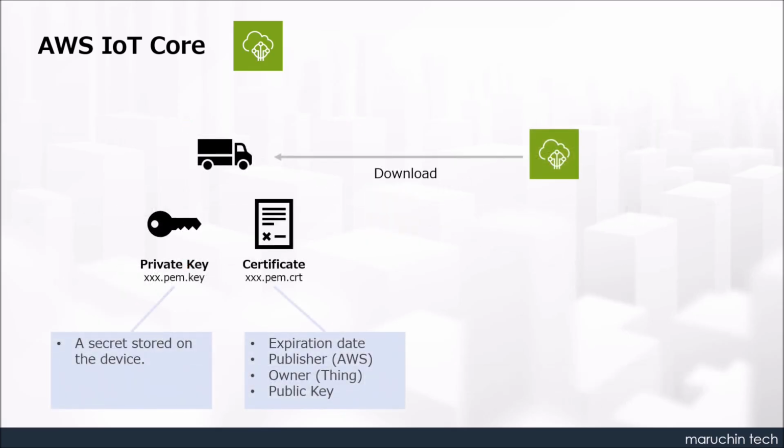To register a device in IoT Core, you need to download a private key and a certificate. The private key is a secret file stored on the device. It contains the cryptographic data used to sign messages. The device certificate acts like a digital ID card. It contains information such as the expiration date, issuer, and the public key. Together, they guarantee authenticity, ensuring the device is genuine and not an imposter. Think of the certificate as a passport and the private key as your personal handwritten signature that only you can produce.